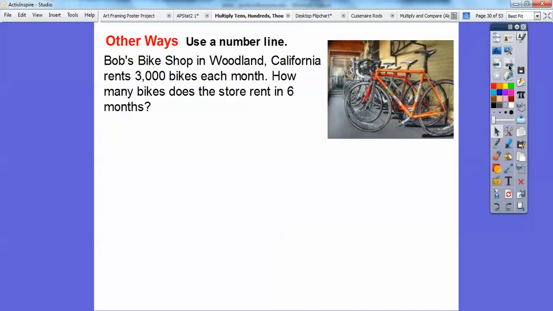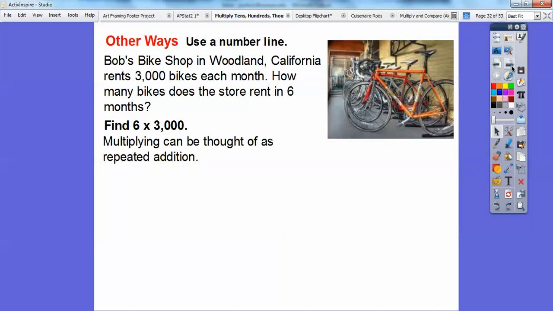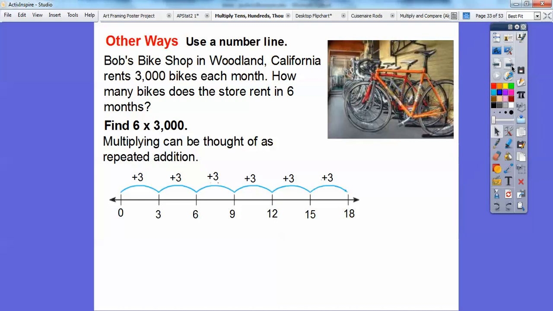Here are some more ways. We're going to use a number line. Bob's Bike Shop in Woodland, California, rents 3,000 bikes each month. How many bikes does the store rent in 6 months? We're going to find 6 times 3,000. Multiplying can be thought of as repeated addition. Here's 6 times 3. 6 times 3 is the same as 6 threes added together.